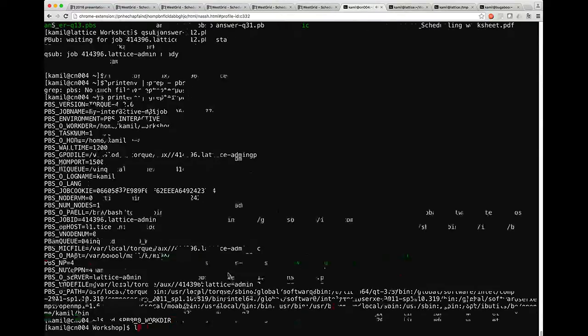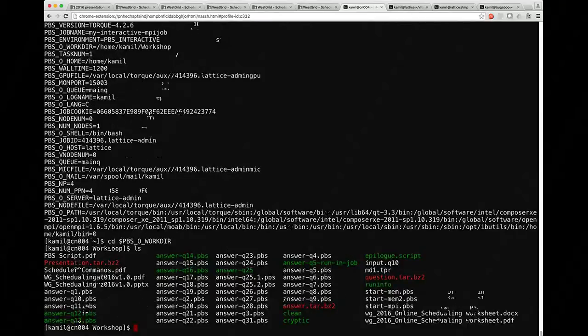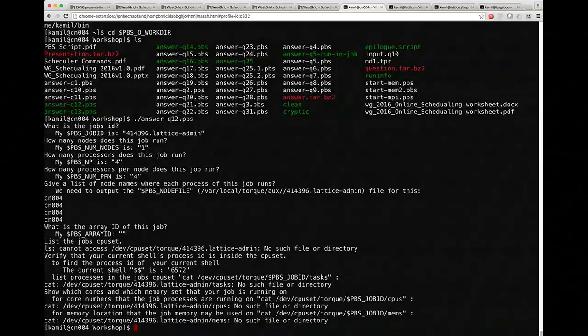If we go back to the work directory, I've actually made job 12 executable because it looks for this information. So we could actually get all this information out of there. We could get the PBS job ID, and PBS_NUM_NODES is 1, so we're running on 1 node, but the number of processors is 4. The number of processors per node is 4. If we need a list of where each process ID that this job is running, as we see, it's running on those 4 cores.